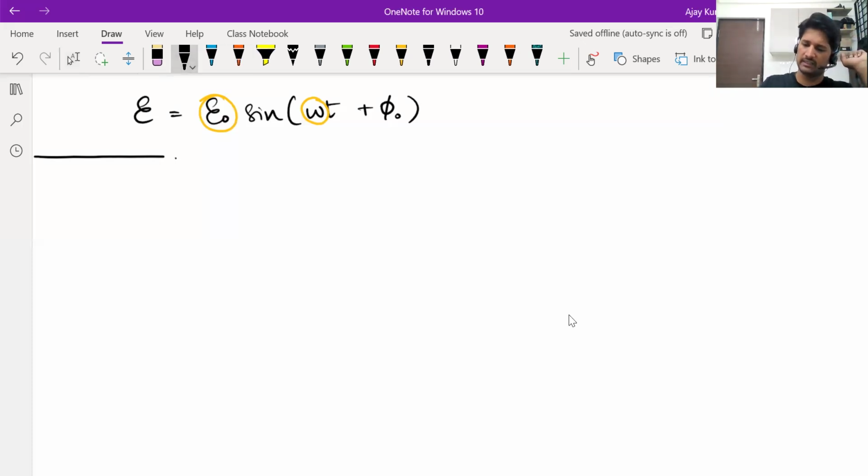See, this is an alternating EMF. This is a variable EMF, right? When you apply a variable EMF across a resistor or an inductor, whatever, you will get a variable current. And if current is variable, the power consumed or power dissipated is most likely to be variable only. But usually that is not what we are interested in.